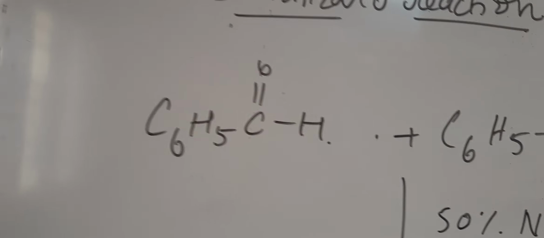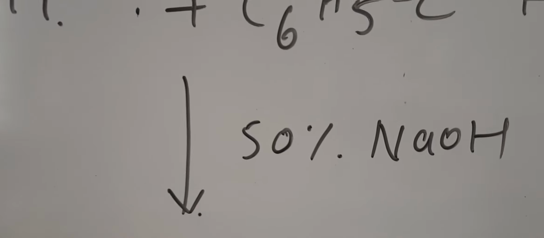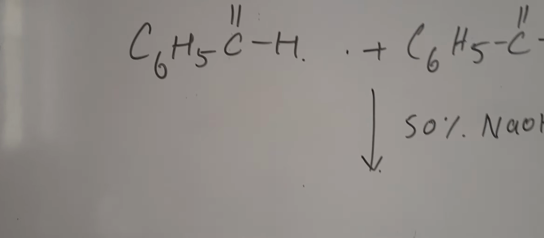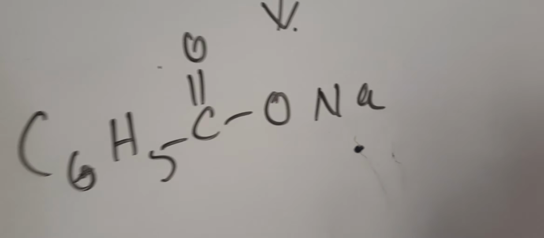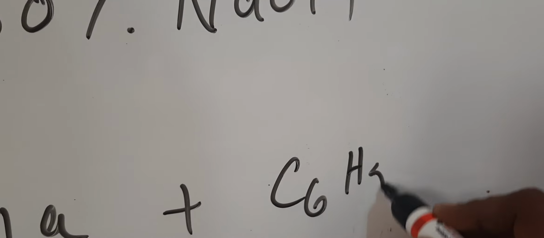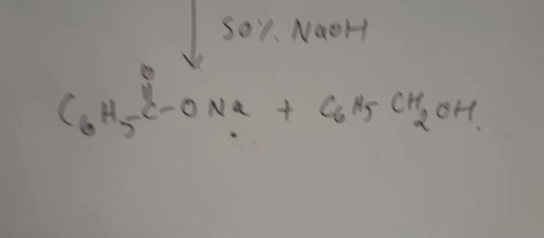So in Cannizzaro reaction, two aldehydes that do not have alpha hydrogen combine in the presence of concentrated NaOH to form a mixture of acid and alcohol. Okay, so what happens is one of the molecules, that is benzaldehyde, will get oxidized. C6H5COONa, that is sodium benzoate, plus benzyl alcohol C6H5CH2OH. So this is said to be the Cannizzaro reaction.